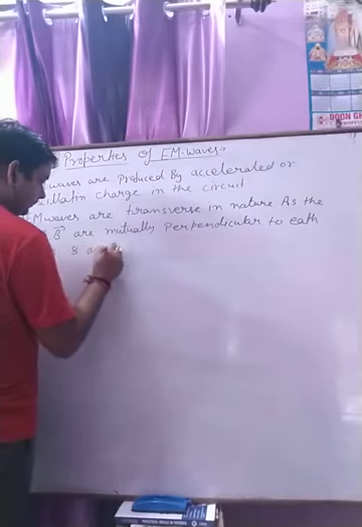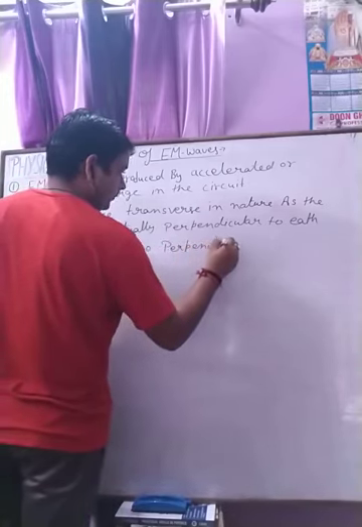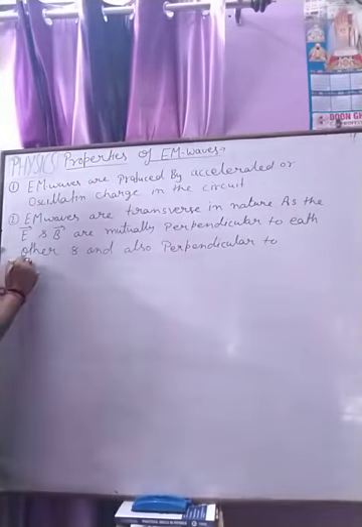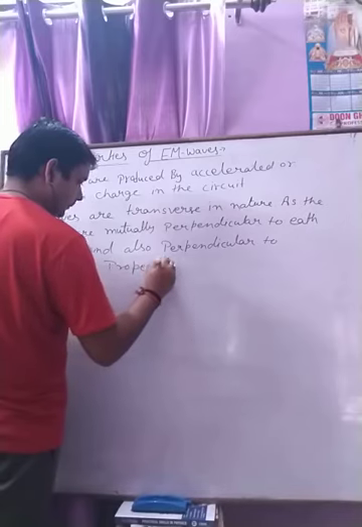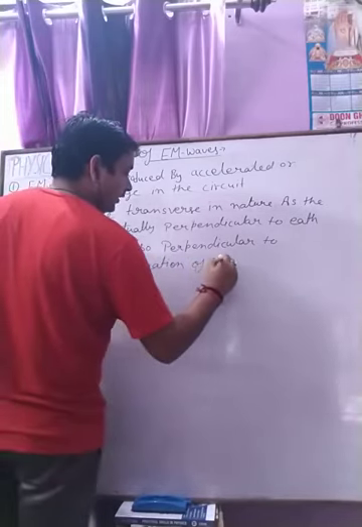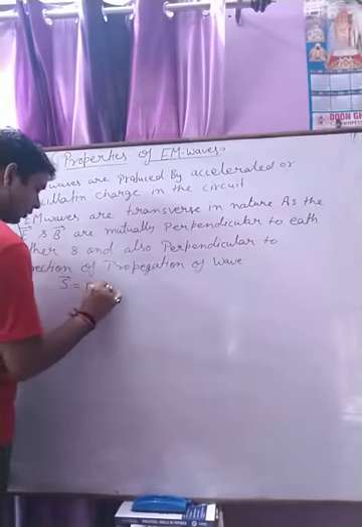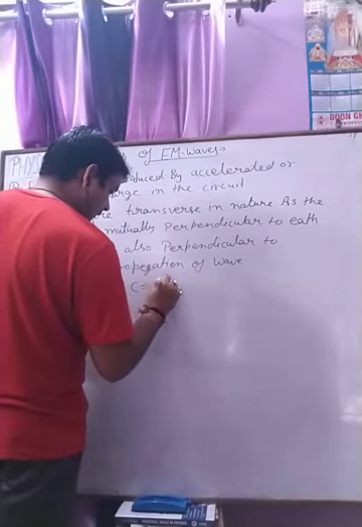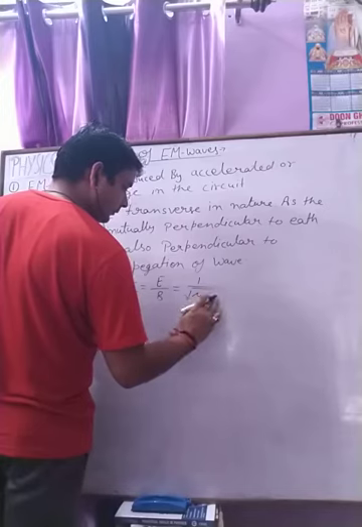and also perpendicular to the direction of propagation of wave, that is, vector S is equal to vector E cross vector B, and C is E upon B, or 1 upon root of mu naught epsilon naught.